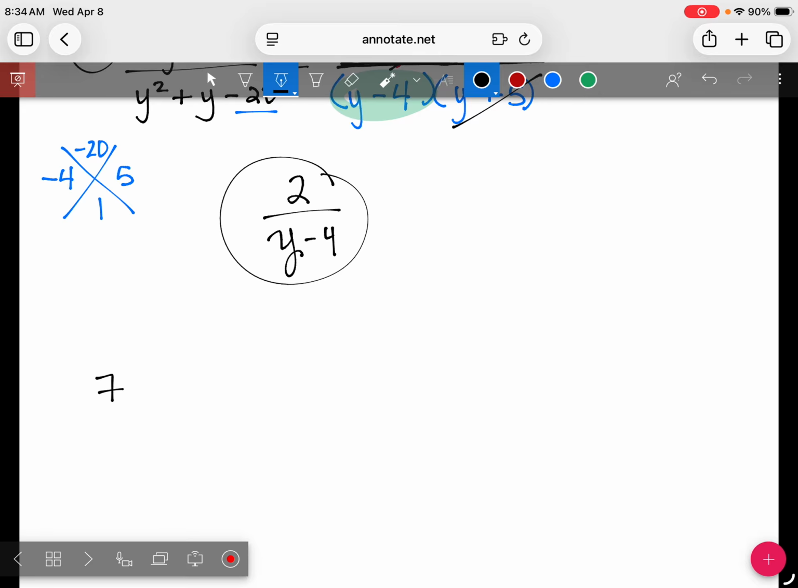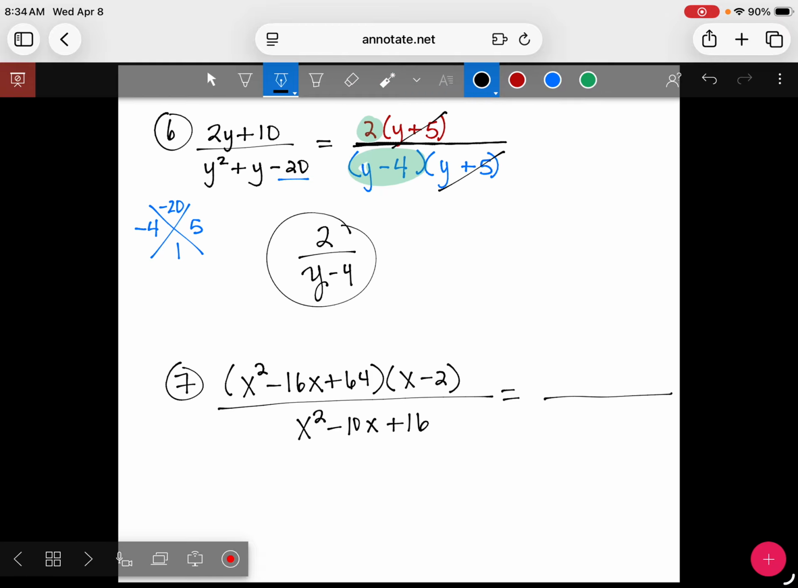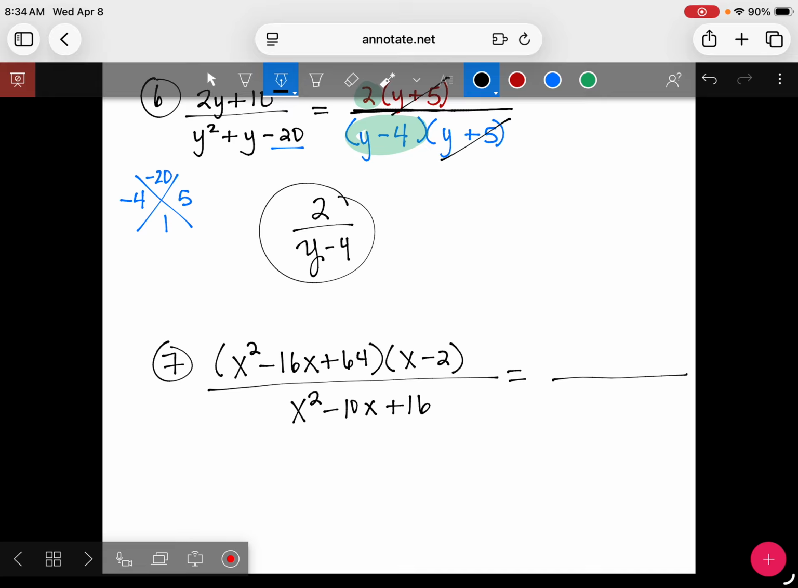So number 7 says, we have the x squared minus 16x plus 64, and then that's x minus 2, all over x squared minus 10x plus 16. All right, so we have some factoring to do. The first thing we need to factor is this right here. Again, we don't need to make a box because a is 1.